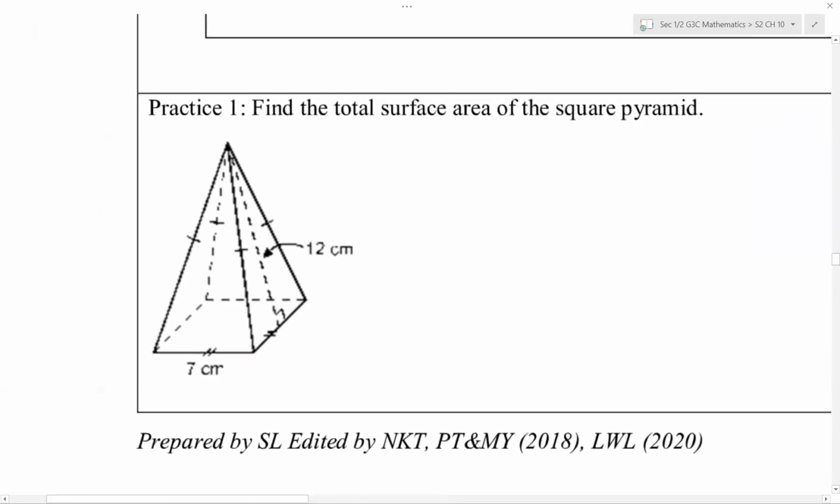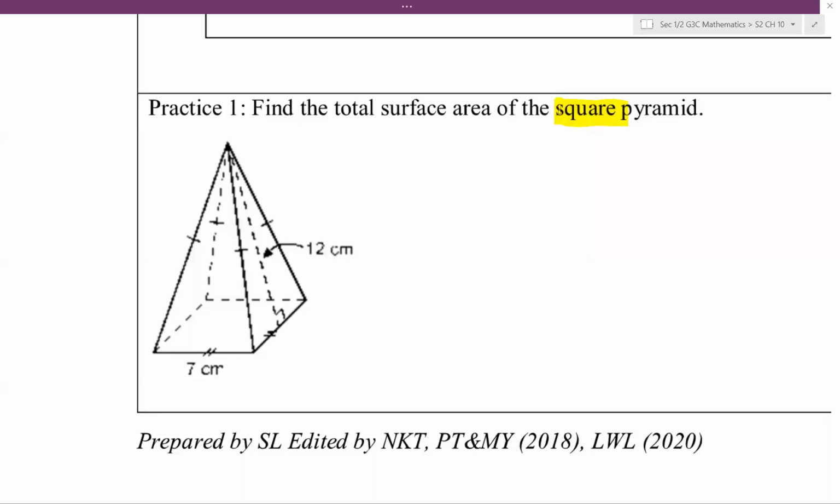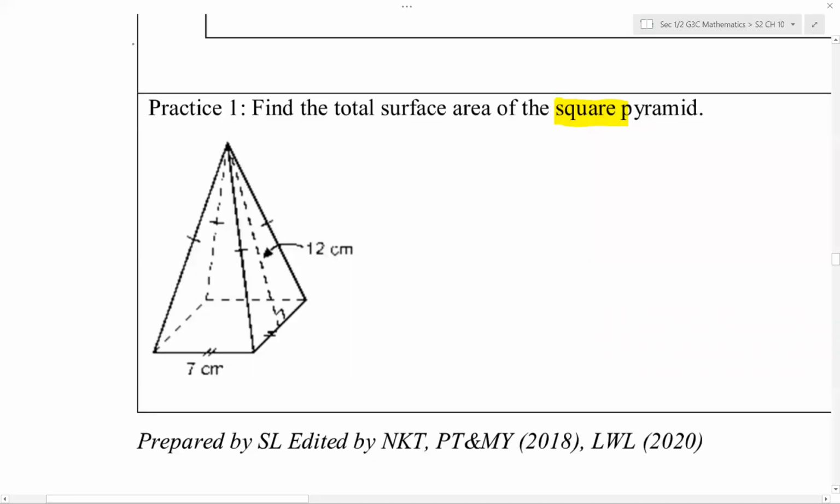Find the total surface area of the square pyramid. When it says square pyramid, the word that comes before the word pyramid describes the base. So in this case, square pyramid means that the base is a square. So we've got 7 cm here as well. Total surface area, we can see that there are 4 triangles and 1 square at the bottom.